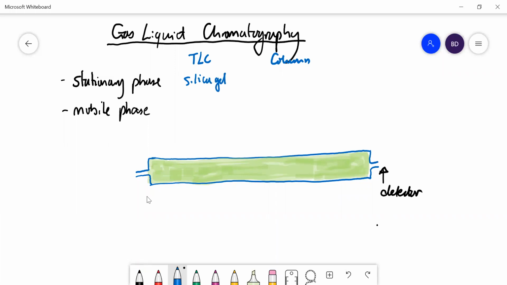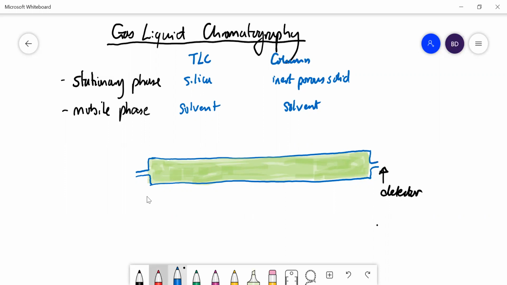On the surface of the silica, on the surface of the piece of plastic or a glass column, it was an inert porous solid. The mobile phase, in each case, was a solvent, and you choose the solvent that gives the best separation. So the things with a greater affinity for the solvent will move faster and move further than the things which have got greater affinity for the stationary phase.